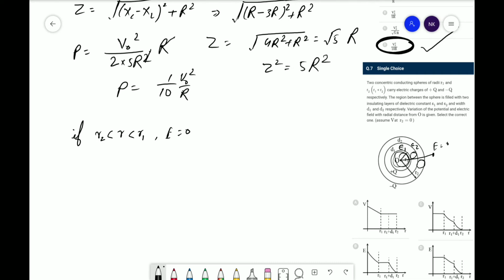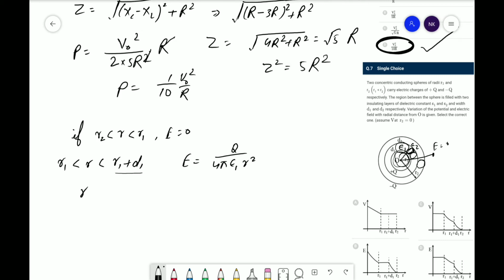Therefore the first condition is: if r is greater than r1 and also less than r1 plus d1, then the electric field intensity will be Q upon 4 pi epsilon 1 r square, where epsilon 1 is the dielectric constant given, and r lies in the region greater than r1 and less than r1 plus d1.